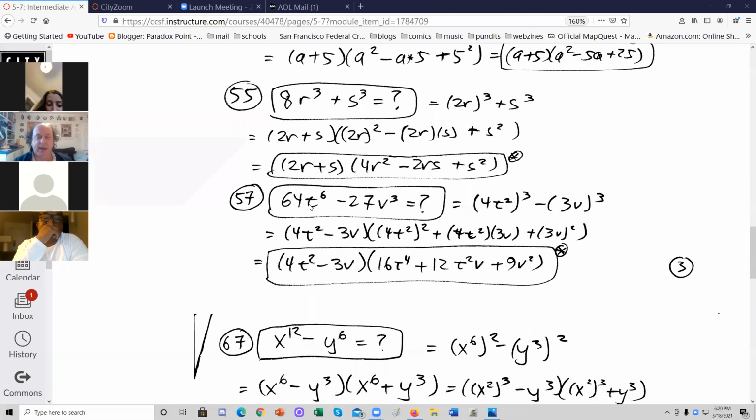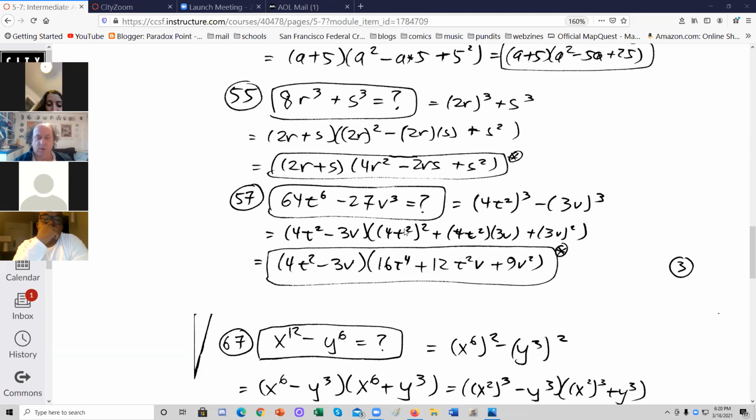Here we have 16t to the 6 minus 27b to the third. Well, a 6 and a 3, they're both cubes. 16t to the 6 is the cube of 4t squared. 27b cubed is the cube of 3b. Now this is a difference of cubes. It'll be difference times square plus product plus square. So here, 4t squared minus 3b. And here, the square of 4t squared, then 4t squared times 3b, and the square of 3b.